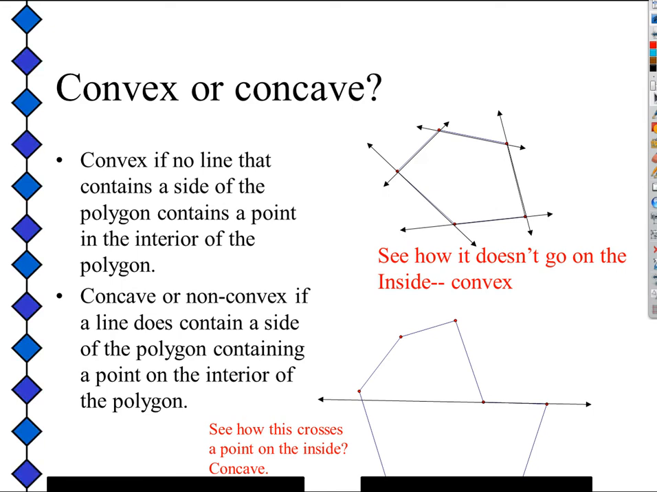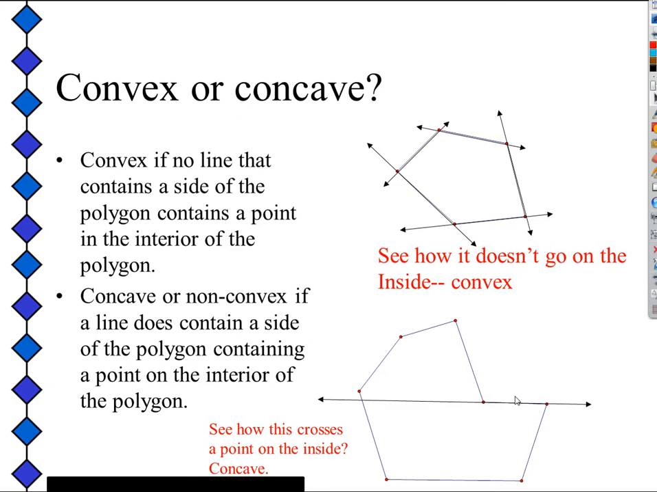Okay, convex or concave. Now, a polygon is convex if no line, if I extend all of the sides, if the extensions of the sides don't pass through the interior. Okay? Now, on a concave, or non-convex, whatever you want to call it, that's not what happens. If I extend, notice what happens here if I extend all of the sides. Well, I've got this one right here or this one right here. If I extend these sides, the lines pass through the interior of the polygon. So that means it's concave or non-convex.